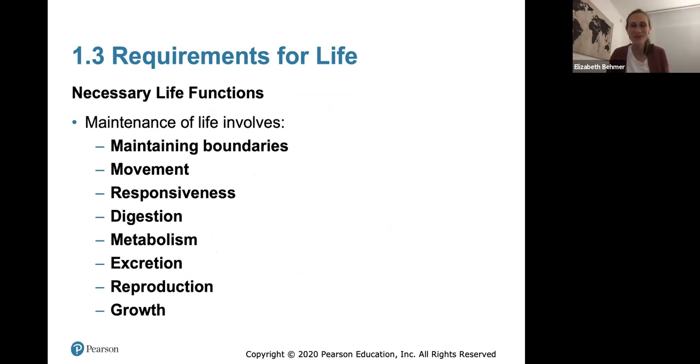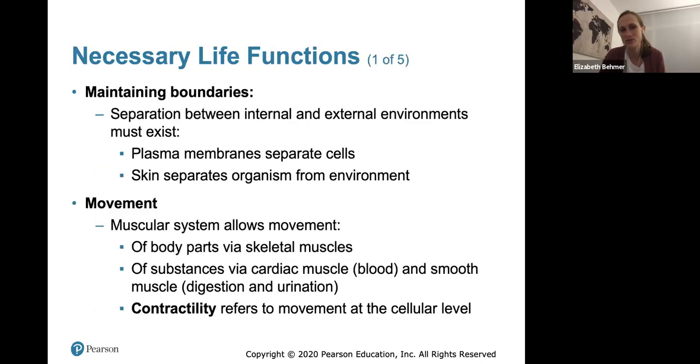So maintenance of life involves maintaining boundaries between an external and an internal environment, being able to move, respond to stimuli, digest food, metabolize food, so take that food and turn it into energy that our body will use, and then excrete waste, reproduce, so kind of send down the line your genetic material, as well as grow.